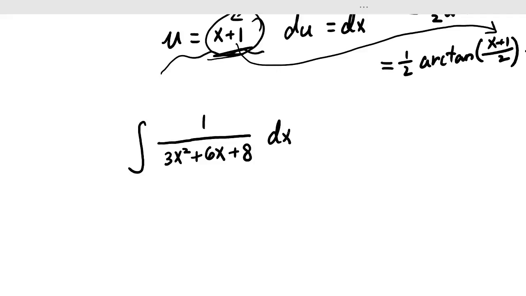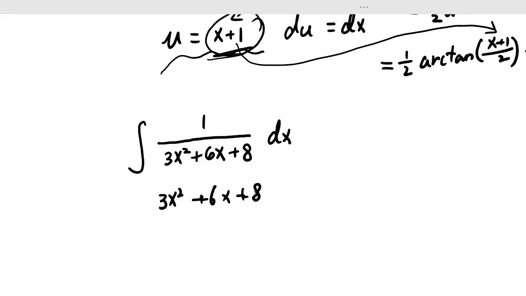I'm just gonna assume I tried all the methods and they won't work. The only thing I know right now is we have to do completing the square. Right, we're starting completing the square for 3x squared plus 6x plus 8.